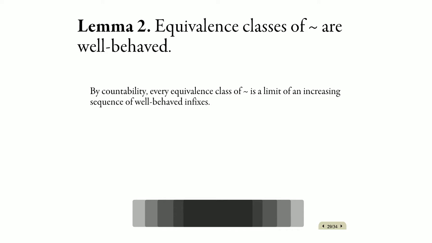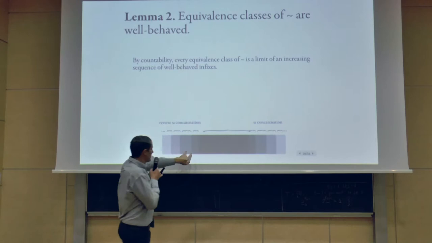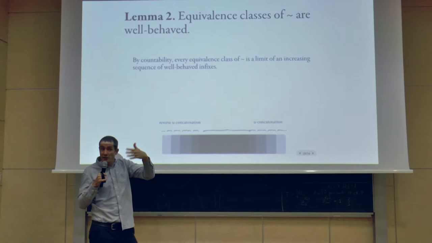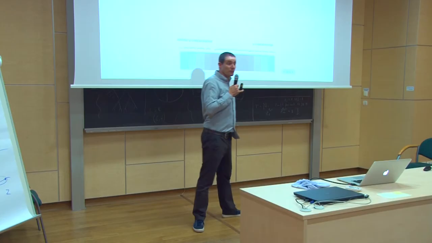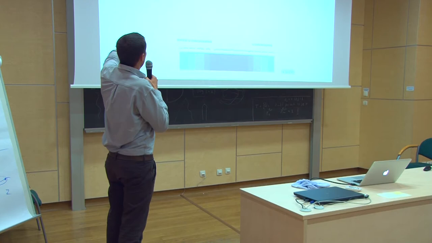And now, if I look at these deltas, the things that are added in each step, they are infixes of well-behaved chains. Yes? So they're well-behaved. This is where I use the hereditary infixing. So this is an omega, reverse omega concatenation of well-behaved chains. This is a forward omega concatenation of well-behaved chains. So the entire thing is well-behaved. Okay? So this gives me this lemma that the equivalence classes of this relation are well-behaved.